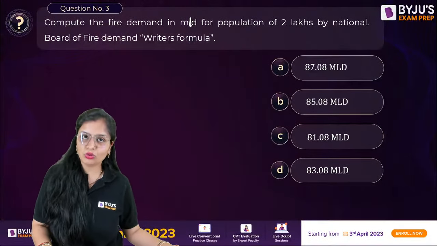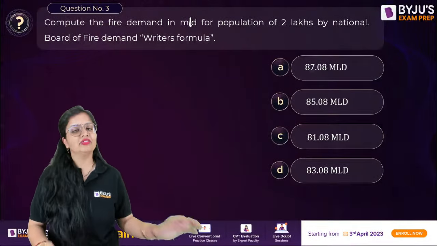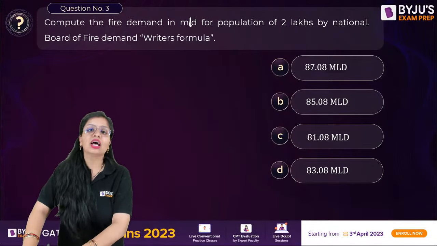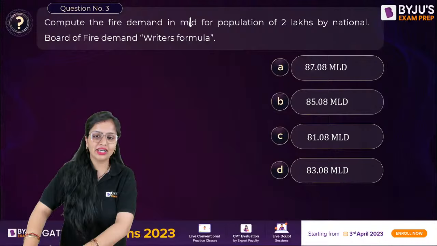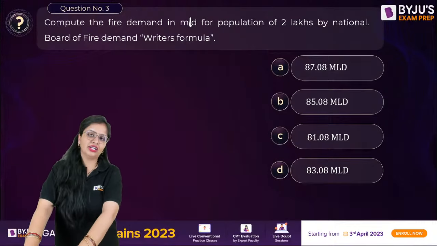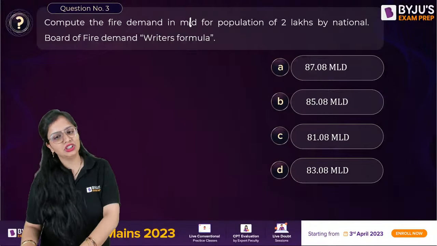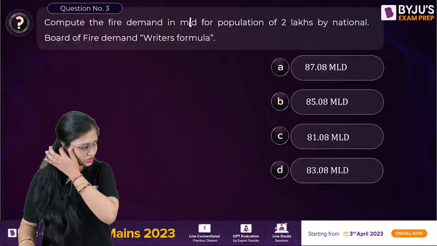Let me tell you one more thing. If it is asked in a statement-wise question, the National Board of Underwriters formula is valid up to a population of 2 lakhs. If the population is more than 2 lakhs, and an MCQ comes with an option like "formula is not valid", you have to mark that correct, because the National Board of Underwriters formula is valid up to population 2 lakhs. So this you should remember.